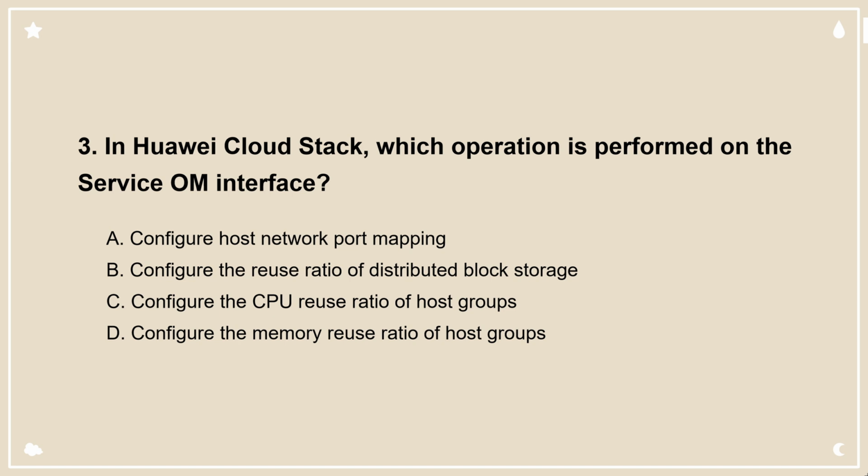So, the correct answer is: Service OM is where you adjust resource settings to improve efficiency. Configuring the CPU reuse ratio helps ensure that multiple workloads can share computing resources effectively. Other tasks, like network port mapping, are handled in different parts of the system.